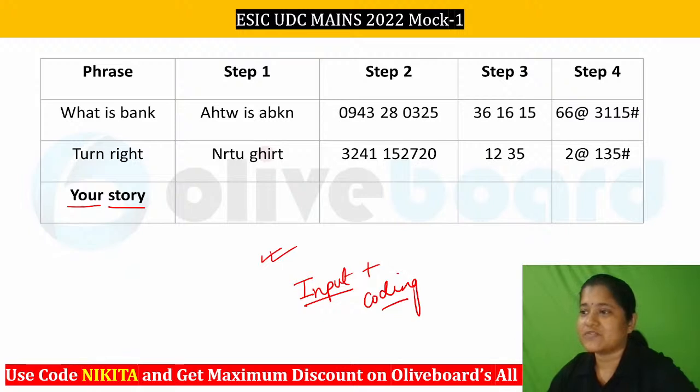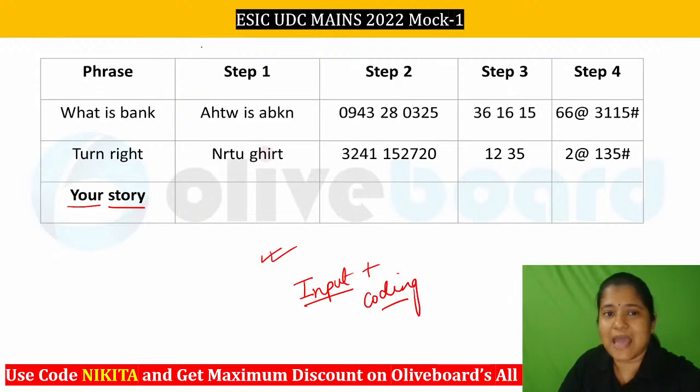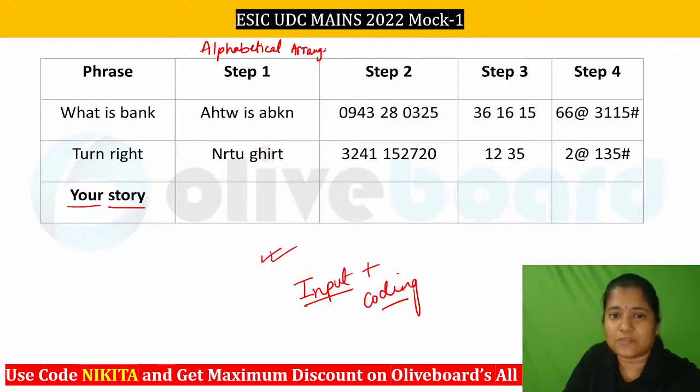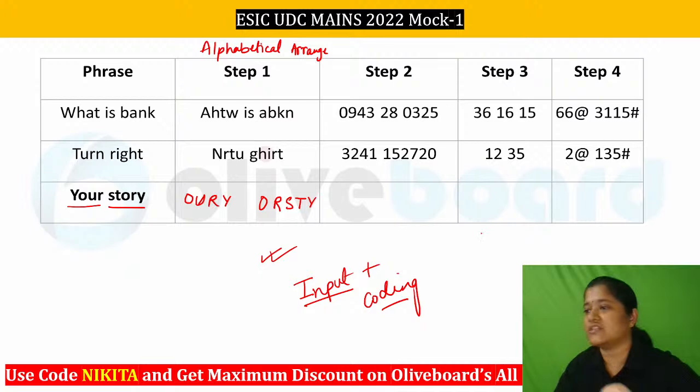Don't worry. Vikas is saying this should be step 1 here. What is the thing that we are doing in step 1? Absolutely Priya, you can see this is the alphabetical arrangement, right? This is nothing but the alphabetical arrangement. So O-U-R-Y and S-T-O-R-Y, what will it become? O-R-S-T and Y, right? So this is going to be the one.